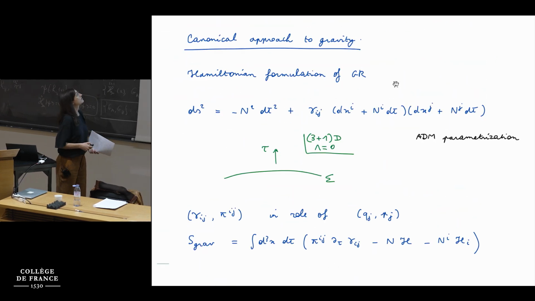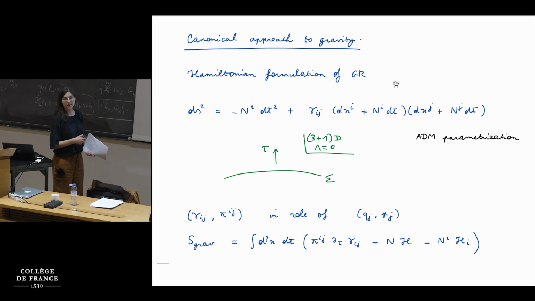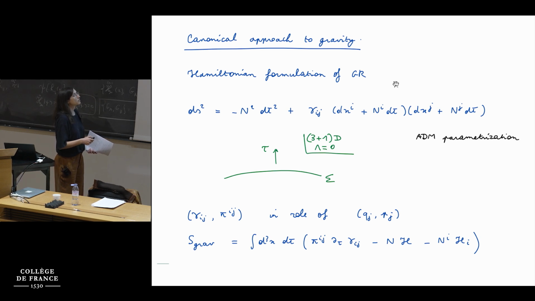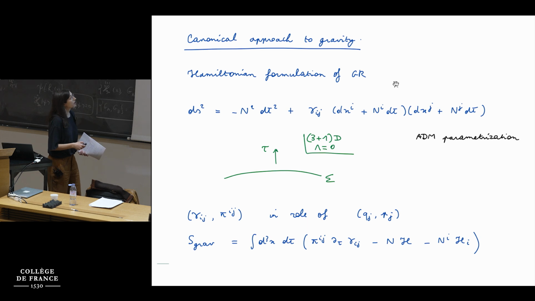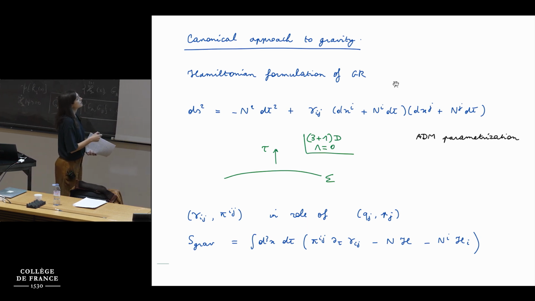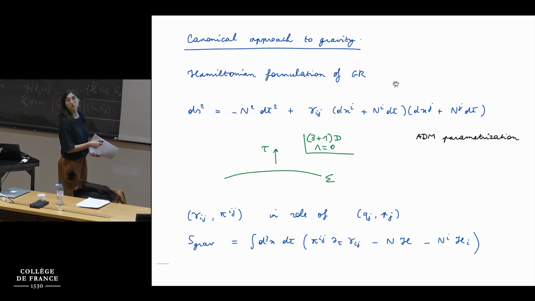I want to summarize the canonical approach to quantum gravity. The starting point would be the Hamiltonian formulation of GR. Originally, we're in 3+1 dimensional gravity. That's the setup. And we can write our metric in an ADM parametrization, which is given here, in terms of a lapse N, a shift N^i, and these gammas, which are the intrinsic metric on the hypersurfaces or slices sigma that foliate your space-time.